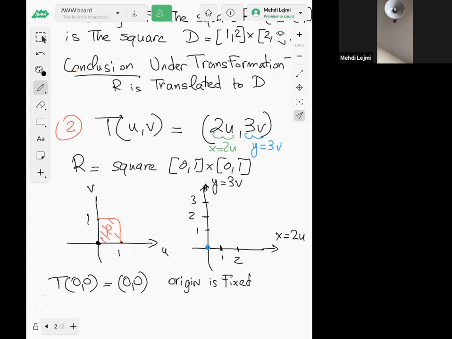But then the image of the vertex, let's say (1, 0), that would be (2, 0), right? So you stretch the vertex (1, 0) to (2, 0). The image of the vertex (0, 1), you stretch it, and you're going to have the vertex now (0, 3), right? And the image of (1, 1) is (2, 3). So you're going to get this.